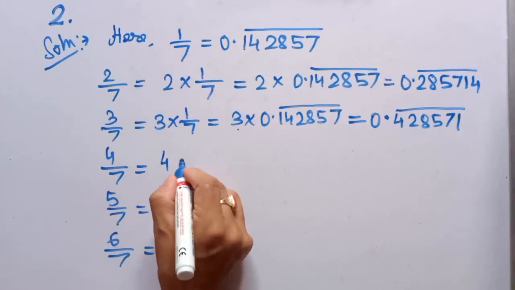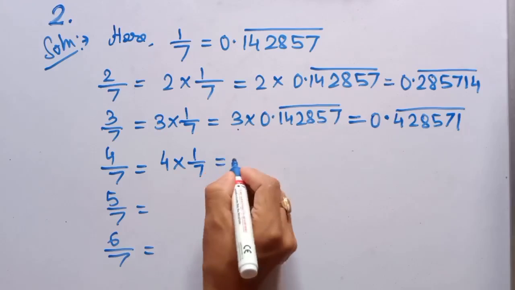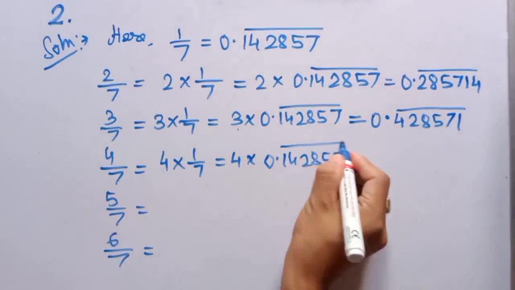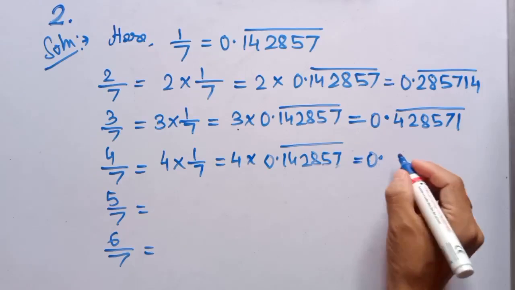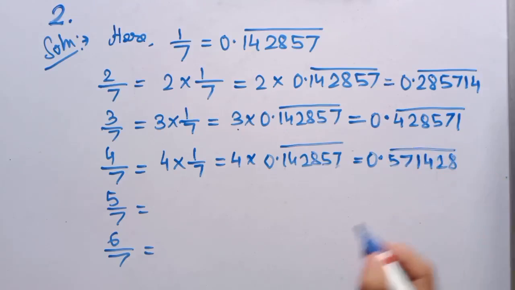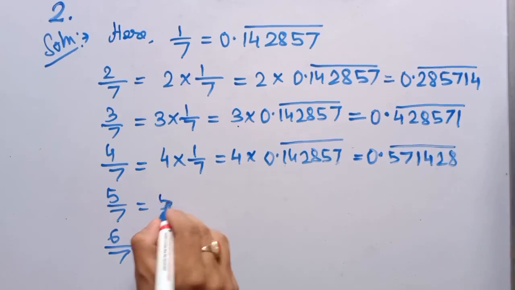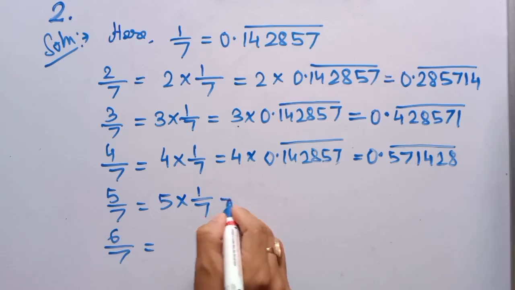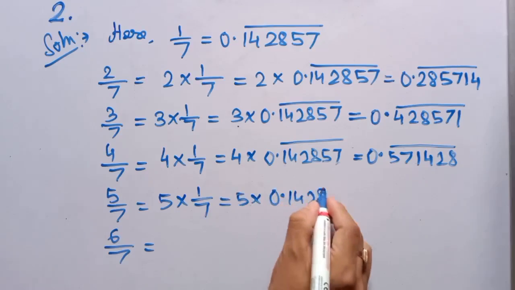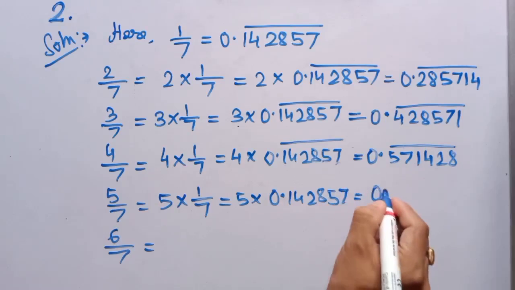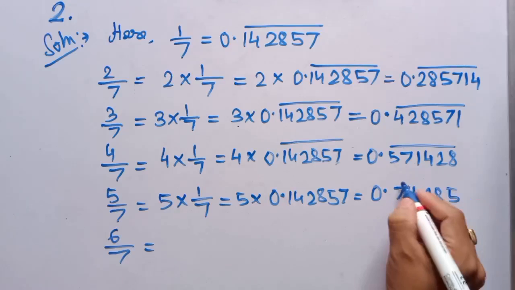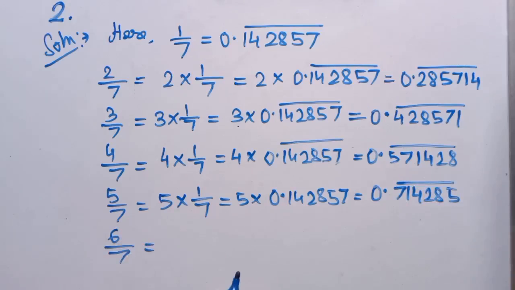Same, we can write 4 by 7 as 4 into 1 by 7 equal to 4 into 0.142857 bar, which will become 0.571428 bar. Same here, 5 by 7 can be written as 5 into 1 by 7 equal to 5 into the value of 1 by 7, 0.142857. Now it becomes 0.714285, which is the value of 5 by 7.